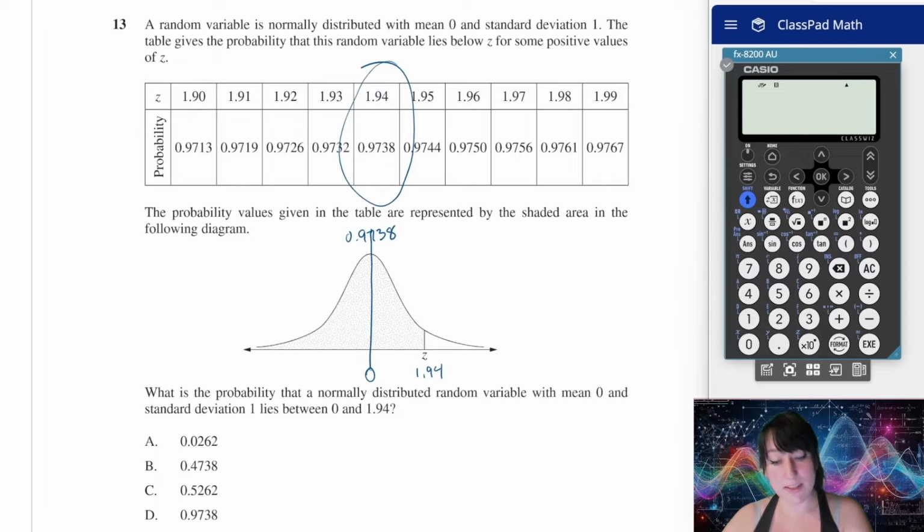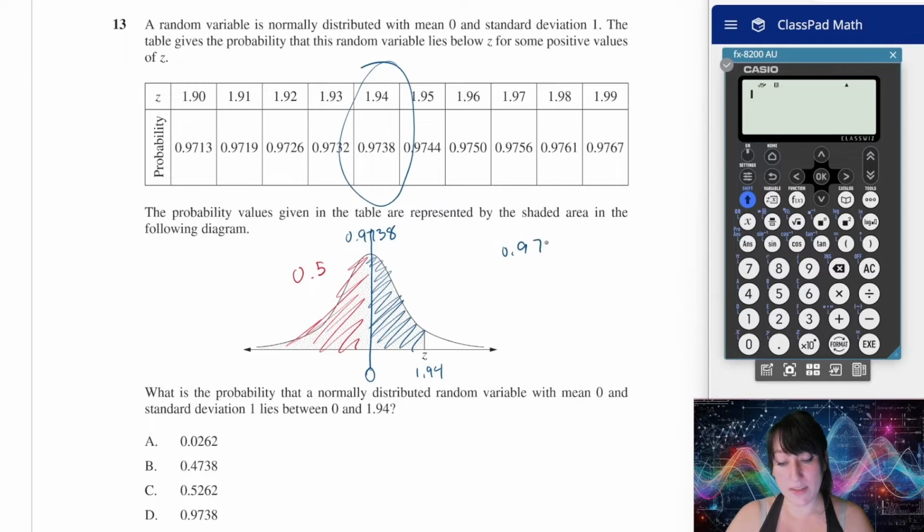Now the question's asking us for what's between 0 and that z-score. So we're looking for this part here. Now it just comes down to knowing that since a normal distribution is symmetric, 50% will be below the mean and of course 50% above. So this down here is 50% or 0.5. So the part I colored in blue will be 0.9738 minus 0.5, which would be 0.4738, which is B.